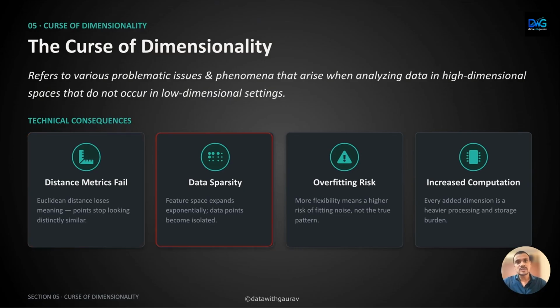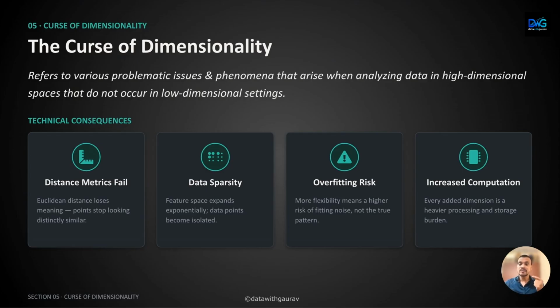The second is data sparsity. In high dimensional spaces, data points become increasingly spread out, leaving very few observations in a local region of the feature space. So that is called data sparsity. The third consequence is an increased risk of overfitting. With too many features and limited training data, models can begin memorizing noise instead of learning meaningful patterns out of the data. And finally, increased computational cost. So more features means more calculation, more memory requirement, and hence longer training times. So these are the four technical consequences of the curse of dimensionality.